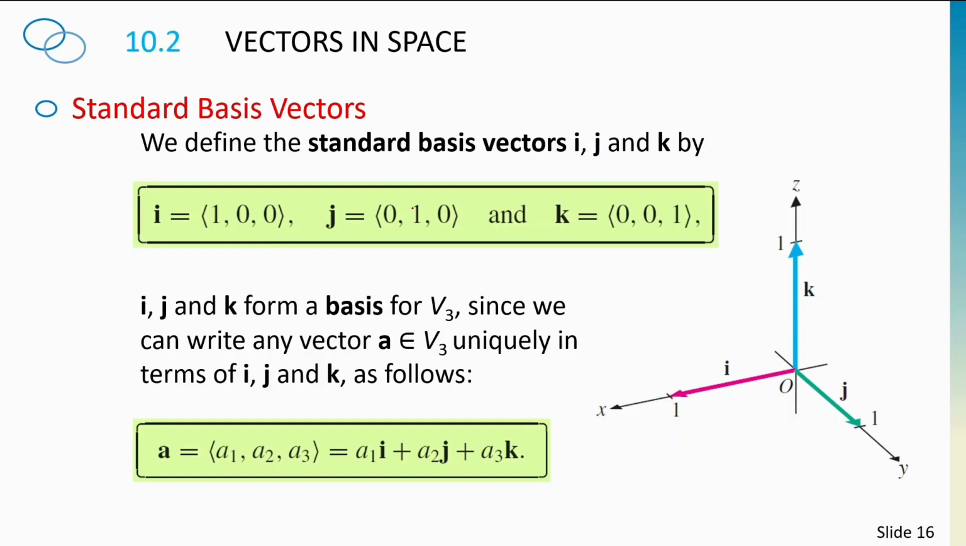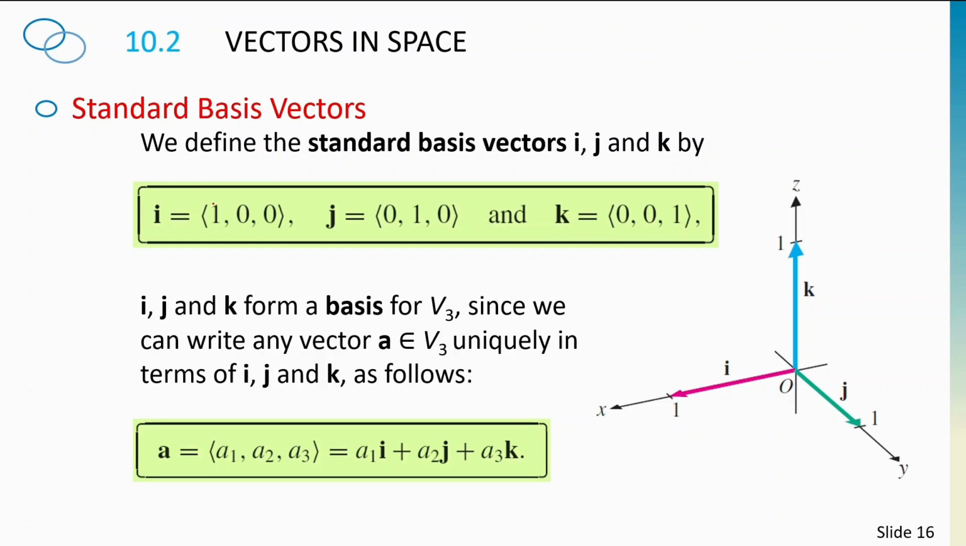Now, once we're done with these vectors, another way to represent vectors, as we did in 10.1 in the 2-dimensional space, is to use I and J, but this time for the third component, the third axis Z, we'll use K. So now we have I, J, and K: I for X, J for Y, and K for Z. So I is 1, 0, 0, J is 0, 1, 0, and K is 0, 0, 1, just like X, Y, Z.